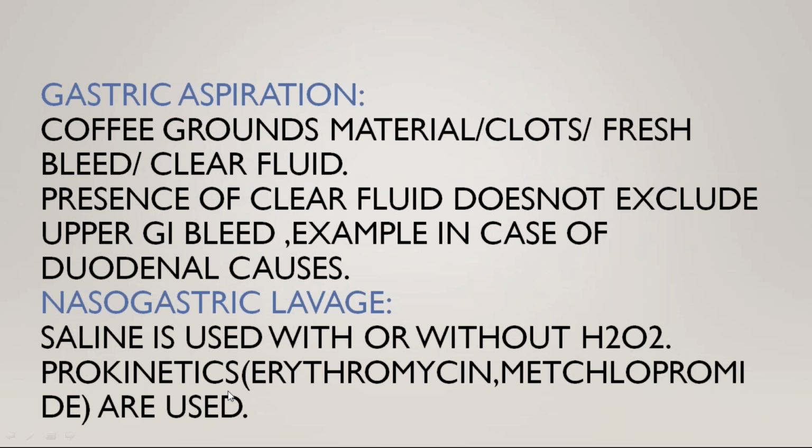So gastric aspiration. When we do gastric aspiration, there will be coffee ground material or blood clots. There may be fresh bleed present, or clear fluid may be present. So presence of clear fluid does not exclude the upper GI bleed, for example in case of duodenal causes. So when we find clear fluid in gastric aspiration, that does not indicate there is no upper GI bleed. Duodenal ulcers may present with clear fluid in gastric aspiration. So nasogastric lavage: saline is used with or without H2O2, or prokinetics like erythromycin or metoclopramide are used.